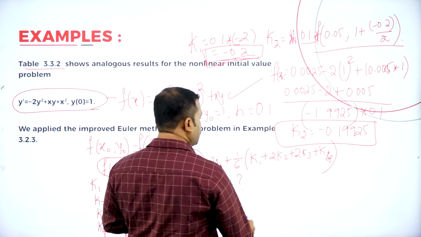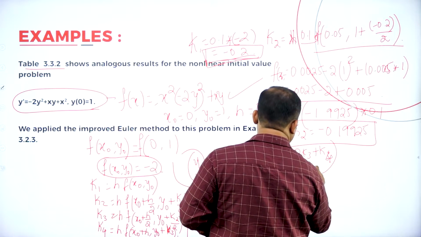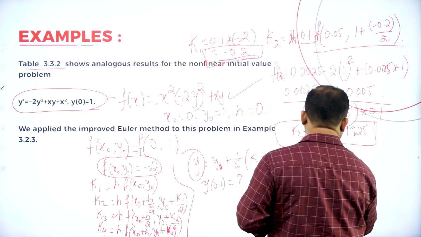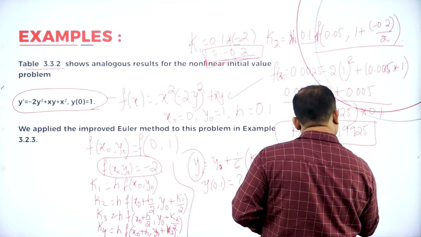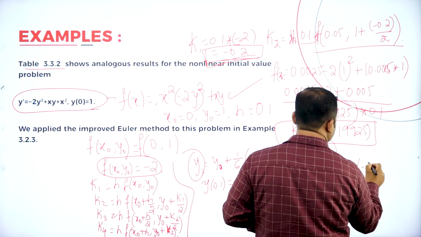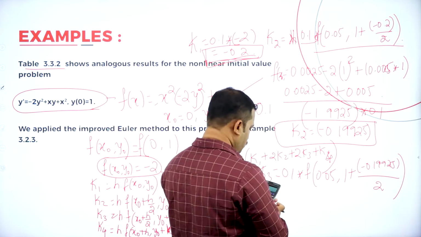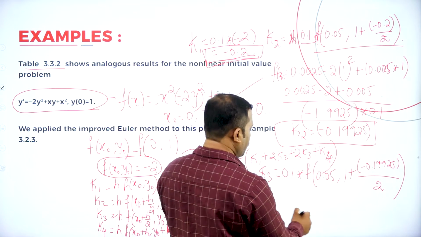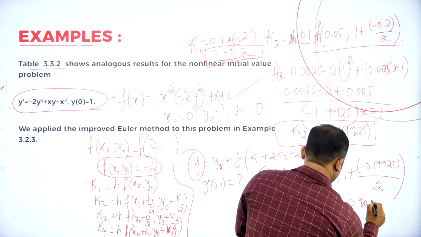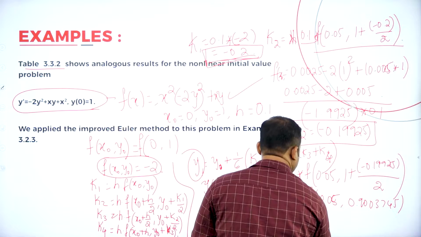What is the value of k3 then? k3 is equal to this formula. h is 0.1 into f of 0.05 comma y0, that is 0.05 comma y is 1 plus k2. k2 is this term, minus 0.19925 divided by 2. That gives me the value which is equal to 0.05 comma 0.9003745. The function of this must be taken and 0.1 is multiplied with it.